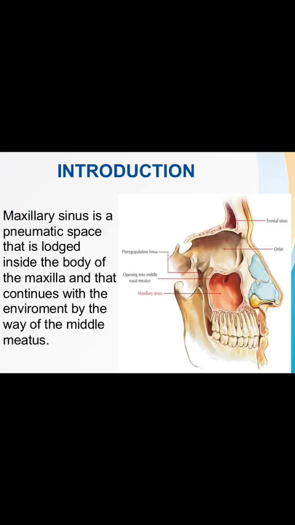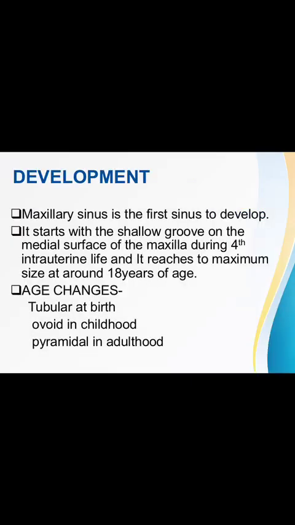Maxillary sinus is a pneumatic space that is lodged inside the body of the maxilla and that continues with the environment by the way of middle meatus. It is the first sinus to develop. Maxillary sinus starts with a shallow groove on the medial surface of the maxilla during fourth intrauterine month and reaches maximum at around 18 years of age. The expansion of maxillary sinus occurs more rapidly until all the permanent teeth have erupted.